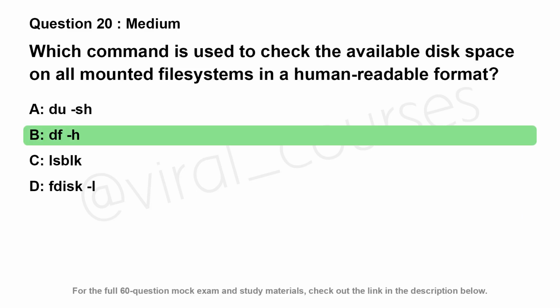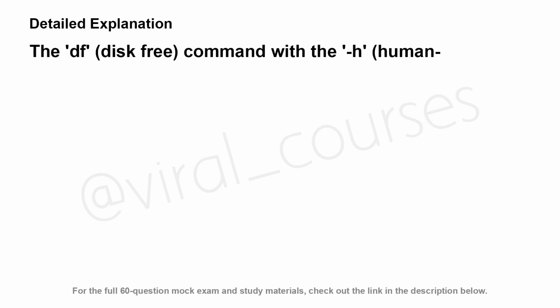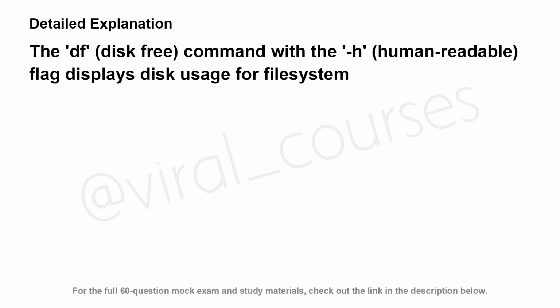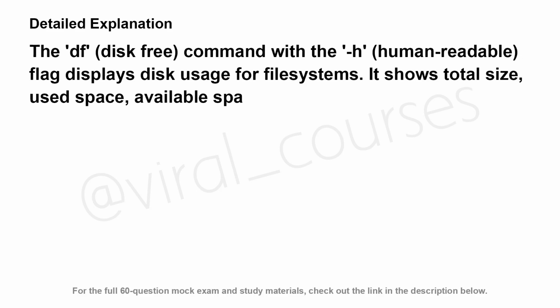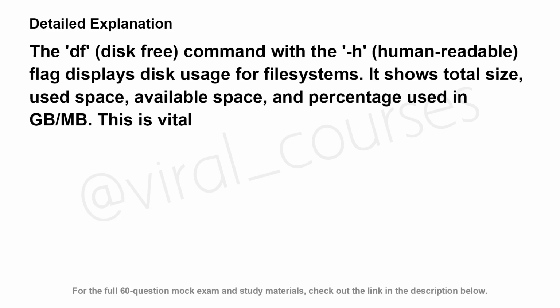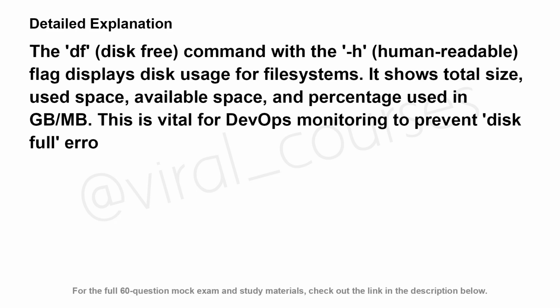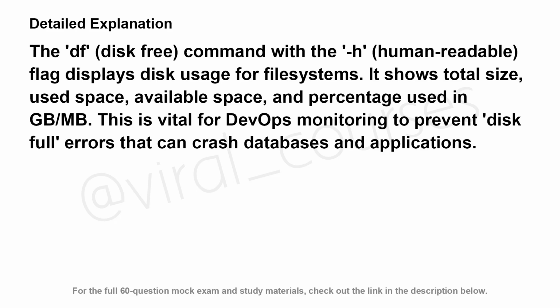The correct answer is B. The df (disk free) command with the -h (human-readable) flag displays disk usage for file systems. It shows total size, used space, available space, and percentage used in gigabytes or megabytes. This is vital for DevOps monitoring to prevent disk full errors that can crash databases and applications.